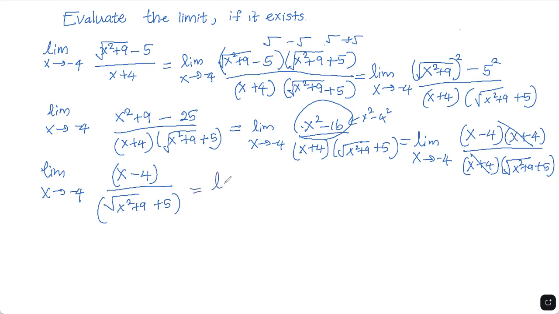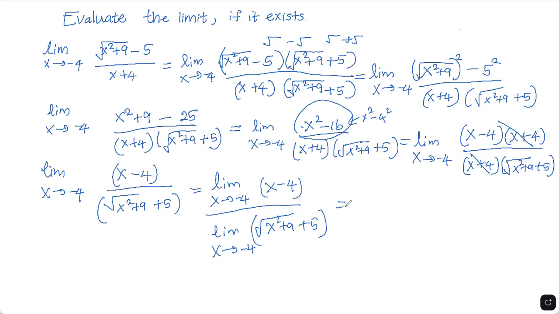So now you can use the limit law. Limit x goes to -4 of the numerator, divided by limit x goes to -4 of the denominator, like this. Okay. Then what's the limit? At x equals -4, -4 divided by square root of -4 square plus 9, plus 5. So what is this?